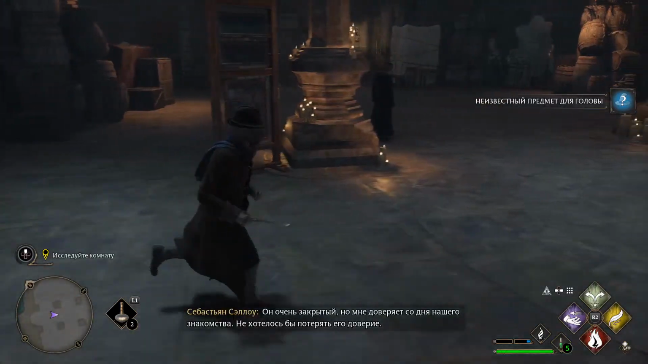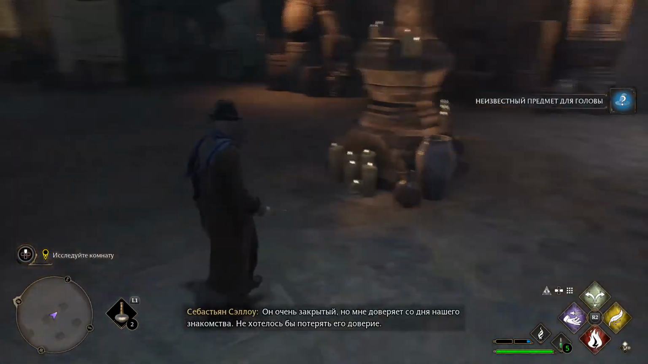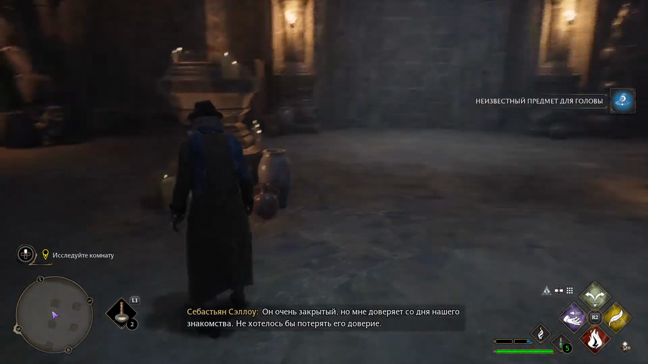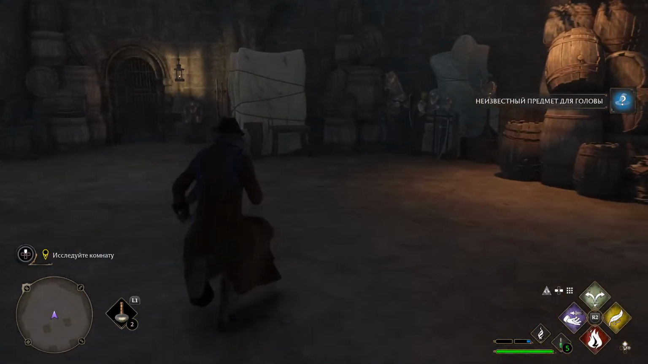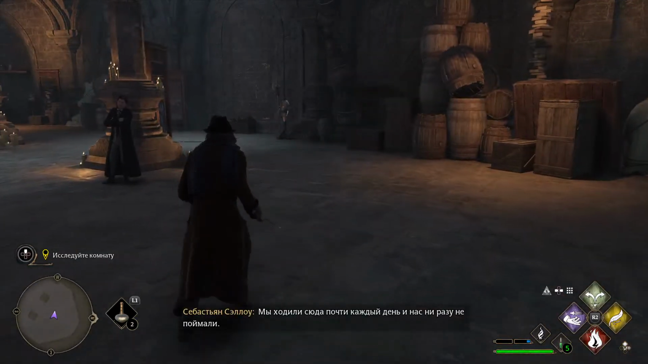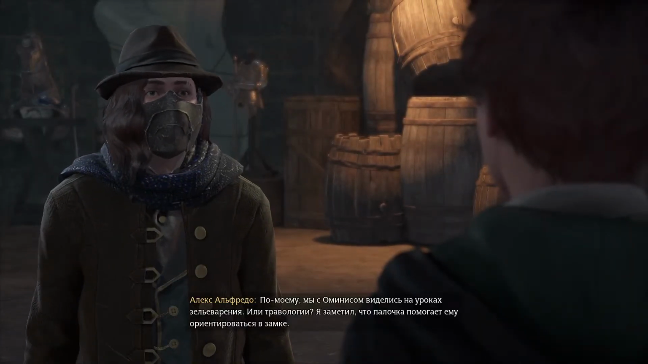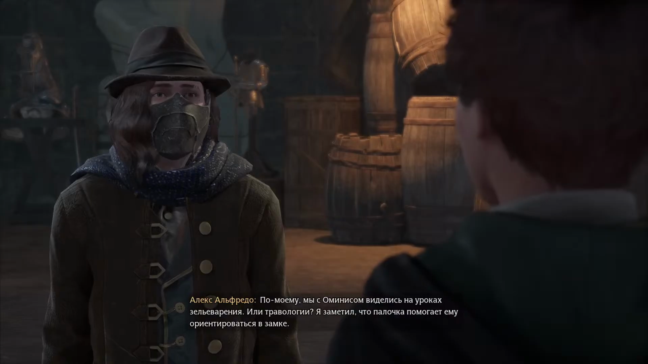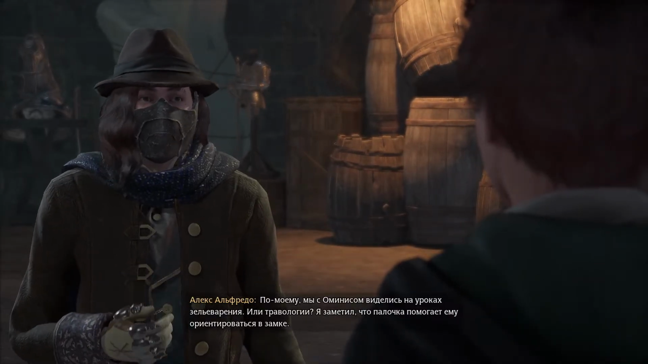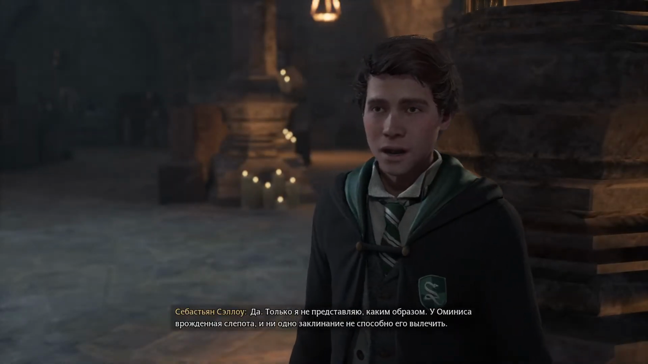He never confides in anyone. But he's trusted me since the day we met. I wouldn't want to jeopardize that. We used to sneak in here almost daily. We've never been caught. I think I've seen Ominous in potions. Or was it herbology? I've noticed that he uses his wand. He does. No idea how, though.